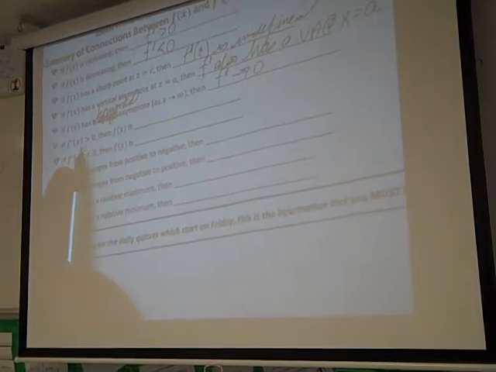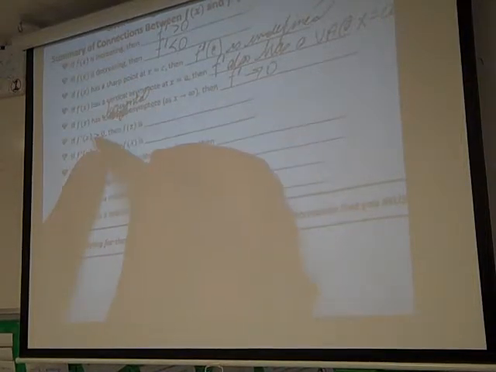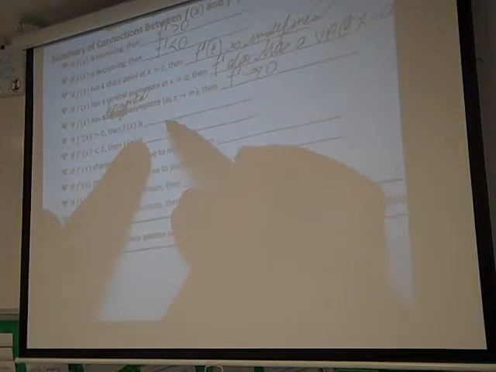Okay, let's see how well we can do this. If f prime of x is greater than 0, your derivative is positive, then f is increasing. Good. If f prime is less than 0, then f is decreasing. Good.